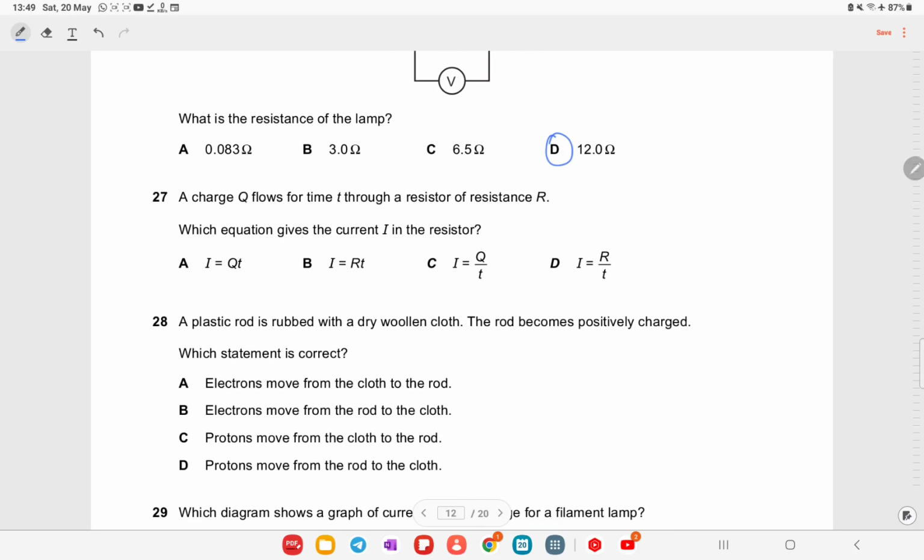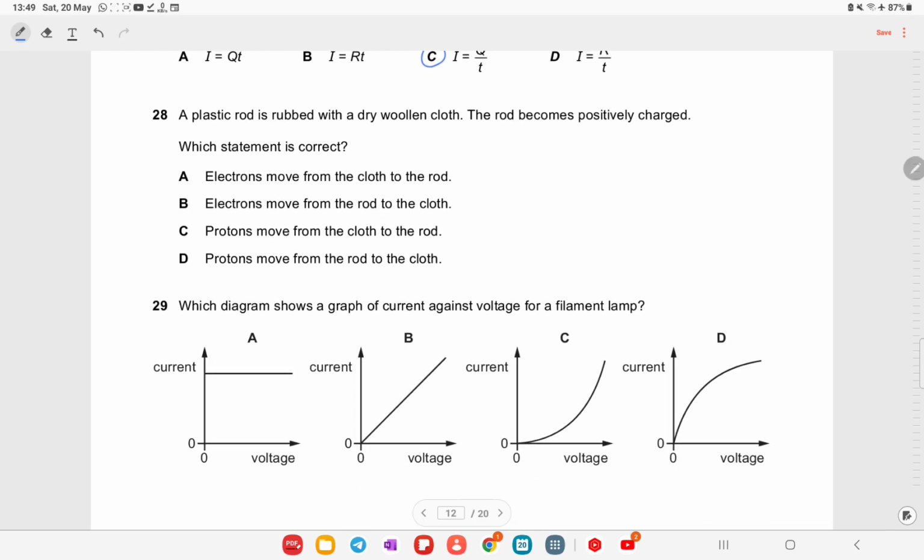A charge Q flows in time t through a resistor of resistance R. Which equation gives the current in the resistor? So obviously we know the definition of current is the flow of charge per unit time. So it's going to be C.